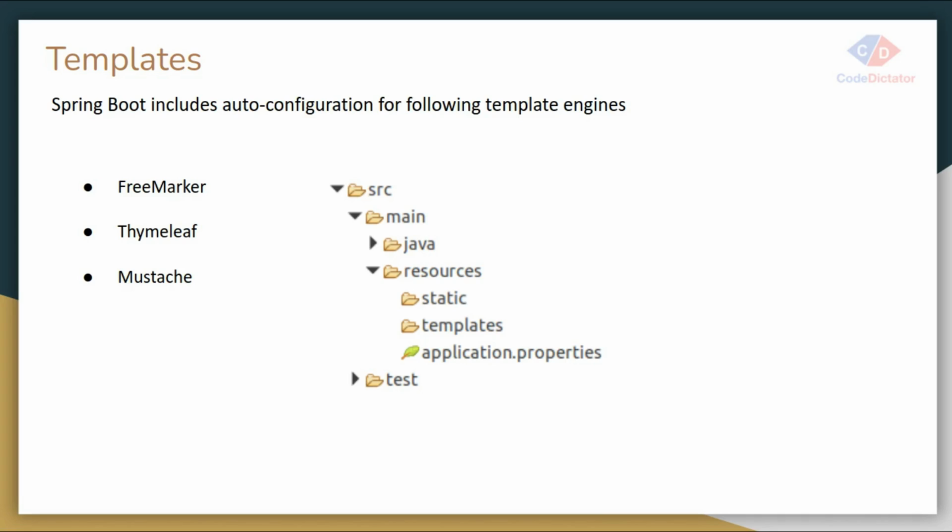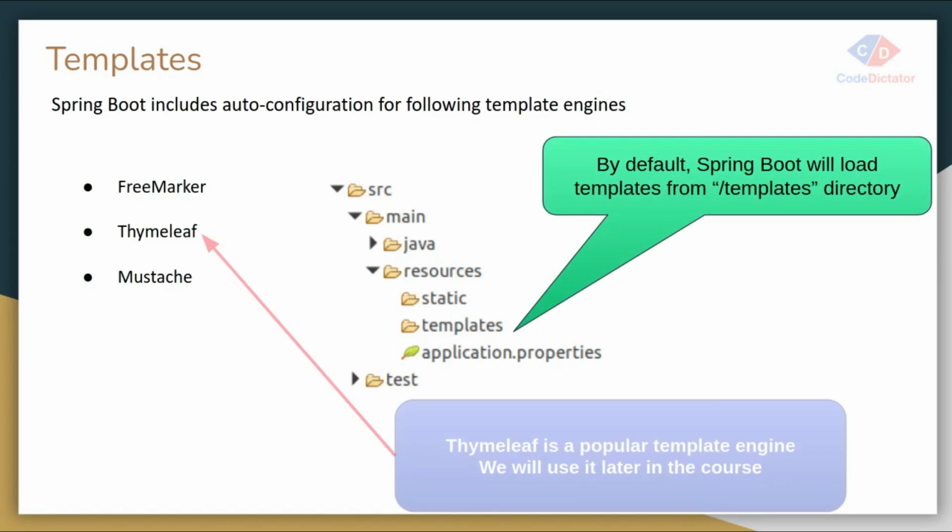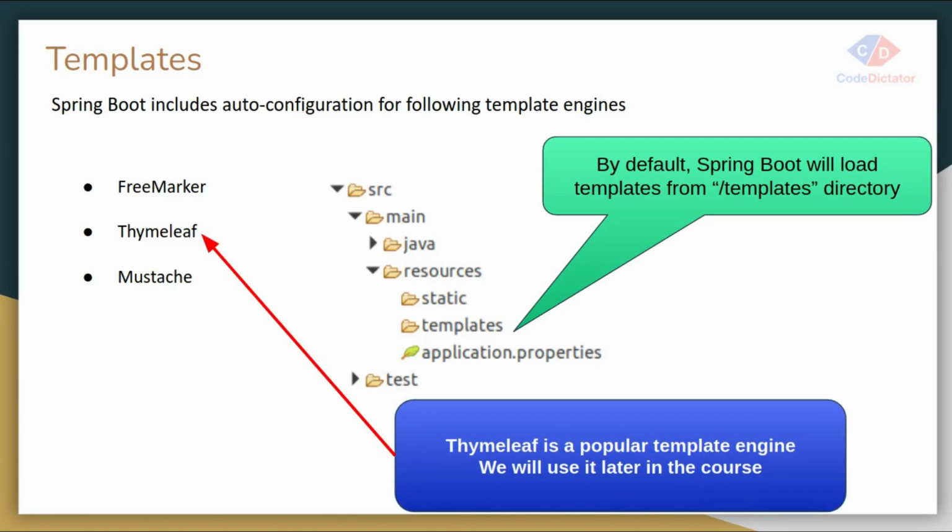Let's learn more about the templates. Spring Boot includes auto configuration for the following template engines like FreeMarker, Thymeleaf or Mustache. By default the templates directory is created, and Thymeleaf is a popular template engine. We will use it later on in our course.